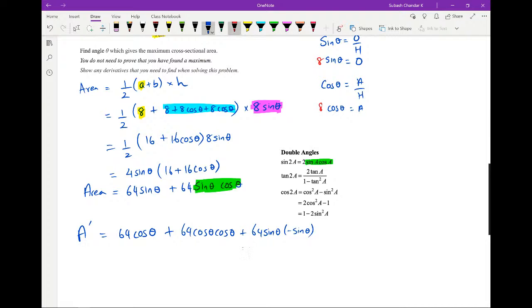Sure. So this part here is direct differentiation. This one I had to do product rule. So this was F and this was G. So if you look at it, this is F dash G, this is F, this is G dash.